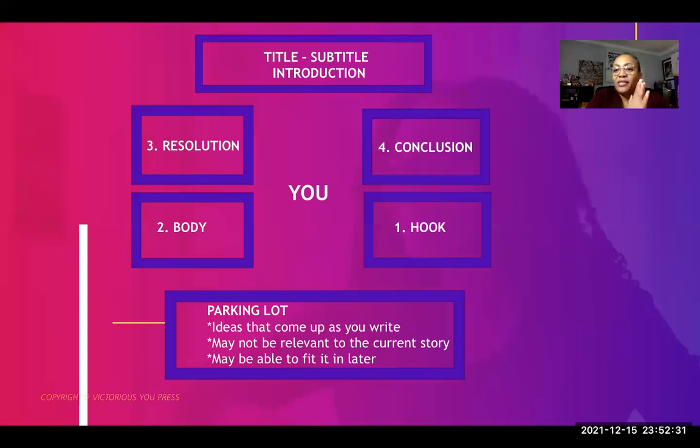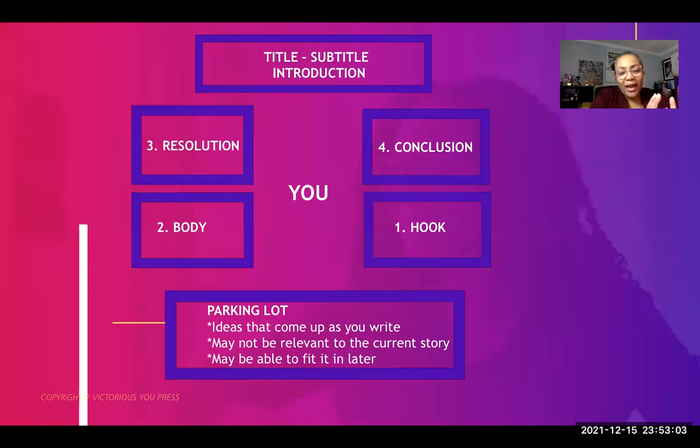Then you get to the resolution. If there was a problem in the hook and you took me back and gave me the foundation of who you are, then the third section of your book is how you resolved it. So the hook may have been the problem. The body is where you're taking me back so I can understand a little bit more about you and the characters in your book. The resolution is how the hook got resolved.